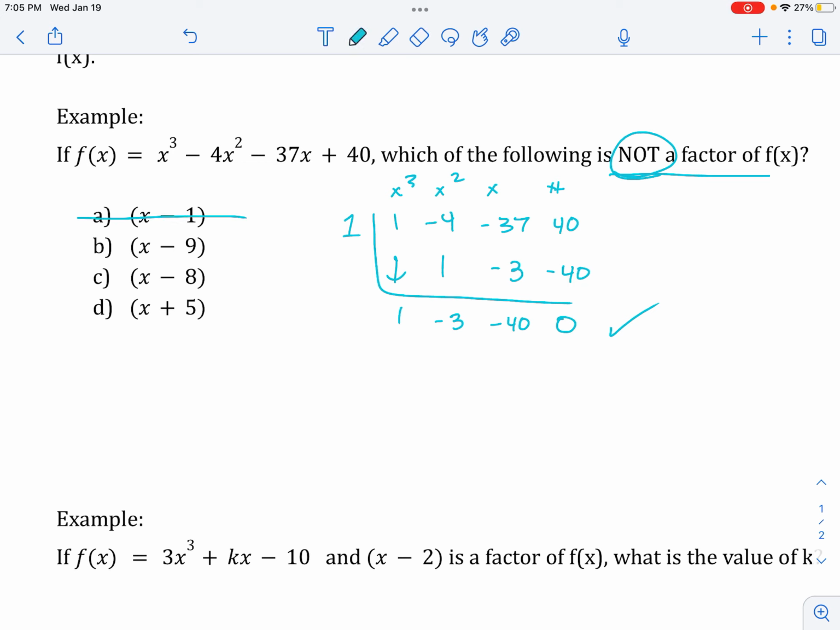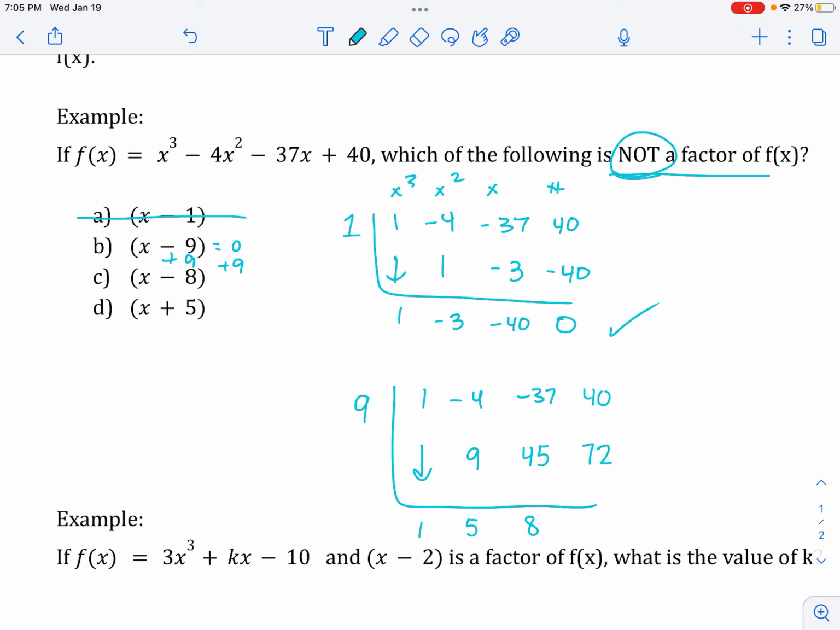So let's go ahead and try 9, right? Because I know if I set this equal to 0, the number I divide by would be 9. Now I'm trying 9 with the same exact numbers just to see if this is a factor. I'm going to divide, bring down my 1. I get 9. That leaves me with 5. Going a little quickly here. Then I get 45. So that should leave me with 8. 8 times 9 is 72.